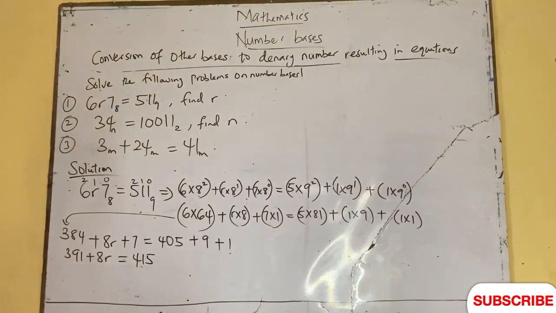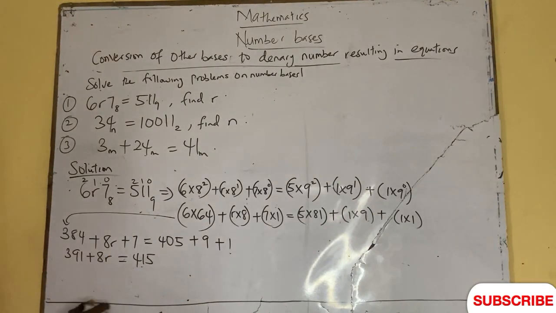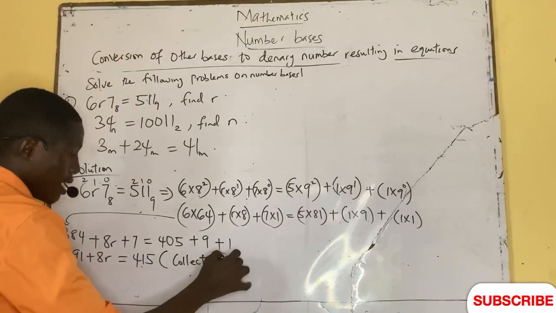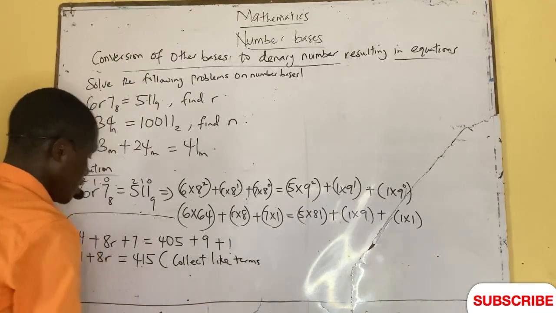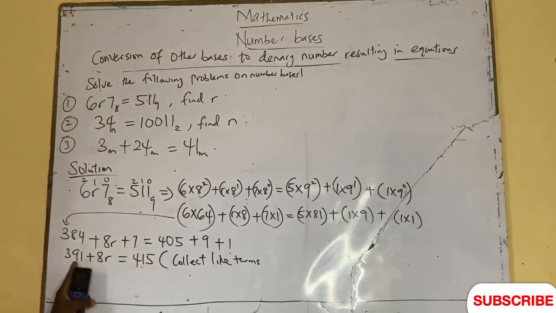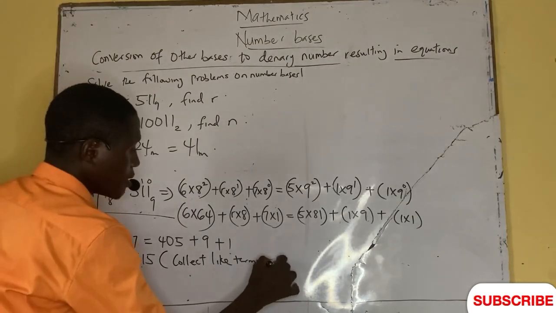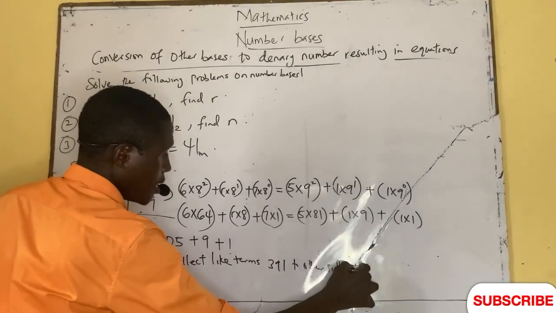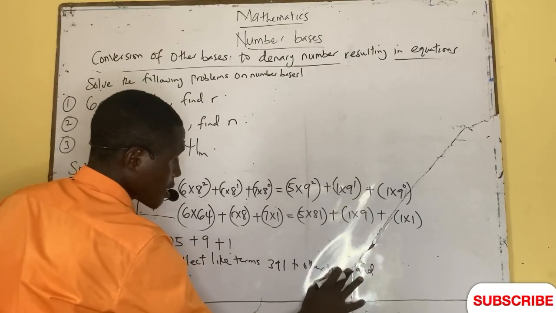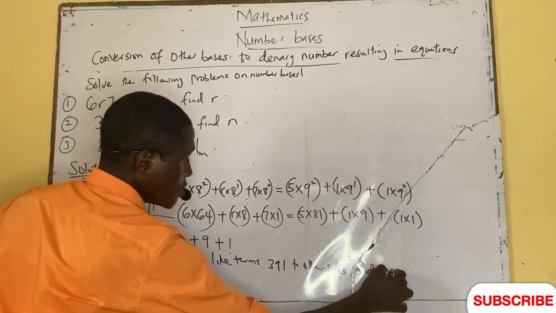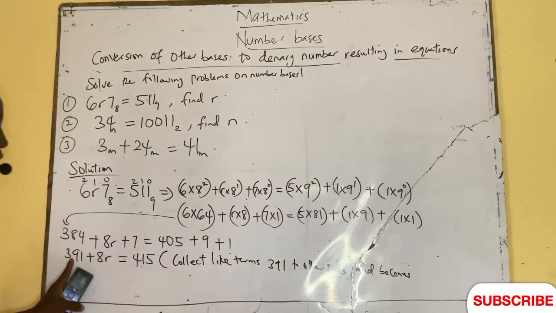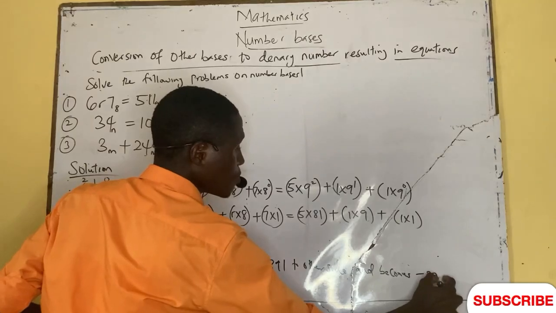415. So here you can collect the like terms by transferring what? By transferring this 391 9 to the other side, and it becomes, now this is plus 391, it becomes minus 391.